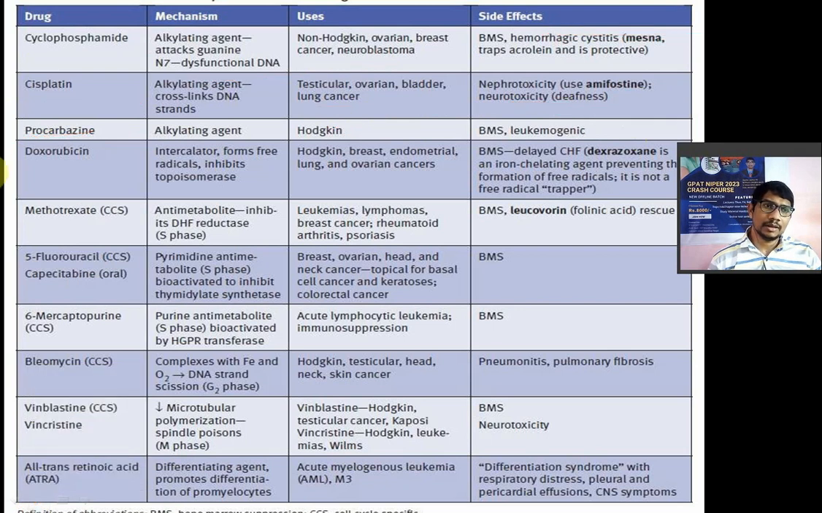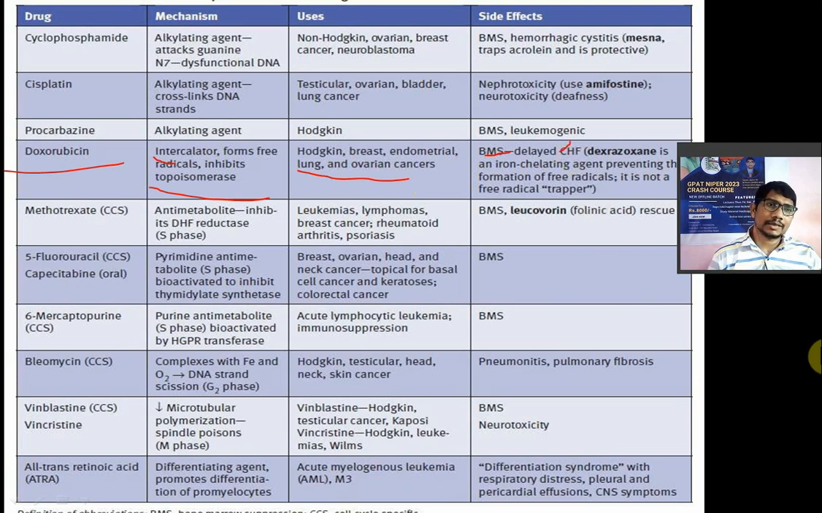Right? Now the next drug is doxorubicin. Doxorubicin is an anti-cancer antibiotic. It acts via intercalation. It will form free radicals and inhibit the topoisomerase enzyme. It can be used in Hodgkin's disease, breast cancer, endometrial, lung, and ovarian cancer. Again, adverse effects are bone marrow suppression and delayed congestive heart failure.